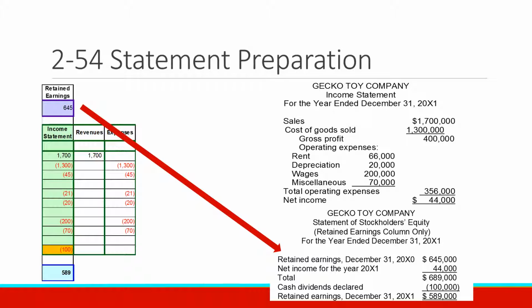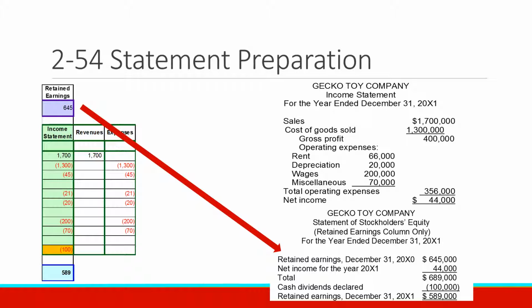Now it's time to update our retained earnings. So what we're going to do is prepare a statement of stockholders' equity. Actually, we're just going to prepare a statement looking at what's happening to retained earnings. So again, we need to start with the name of the company and the name of the schedule and the time period involved. So again, it's for the year ended December 31st, 20X1.